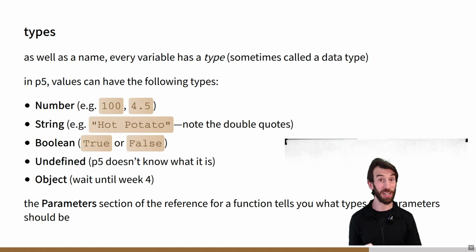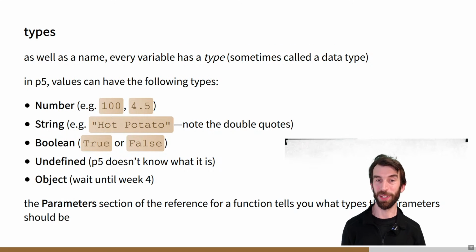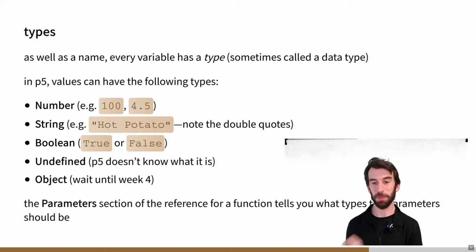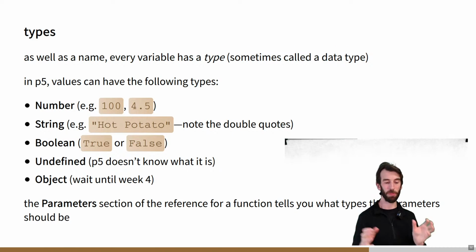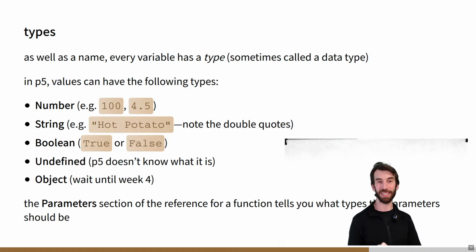We've got another important type called undefined, which is the type of things that we don't know what they are. That's important to note if you ever look at your debugging within the browser. You might see that something is undefined. Oh, it hasn't been given a type. That might be what's going wrong with your sketch. And then this final type called object, which is a more complicated type that contains other types. And we'll get to that in week 4.